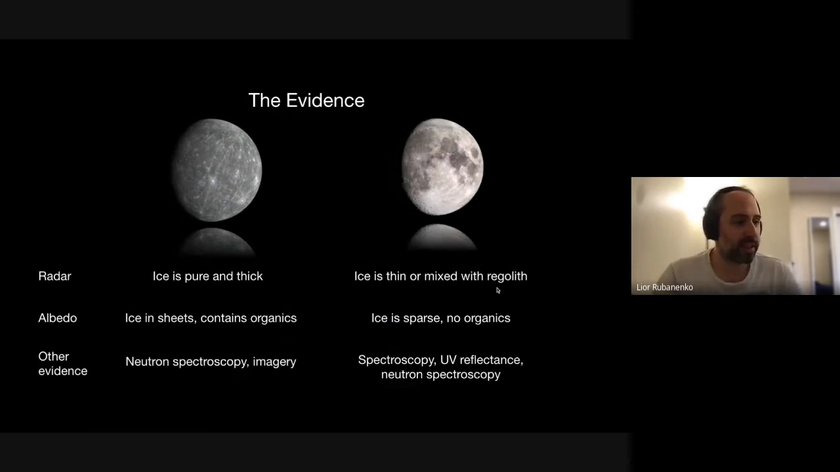And if we sum up the evidence that we just looked at, we can see that on Mercury, ice is pure and thick, because we know that from radar. However, on the moon, there's no radar reflectance, which means that if there's any ice in the surface, it must be either thin, so not thick, not reflective, or just mixed in with the regolith. On Mercury, the albedo data indicates that ice is in long sheets, and those deposits are very coherent. But on the moon, we don't really see the same. We see maybe a little bit of brightening inside those craters.